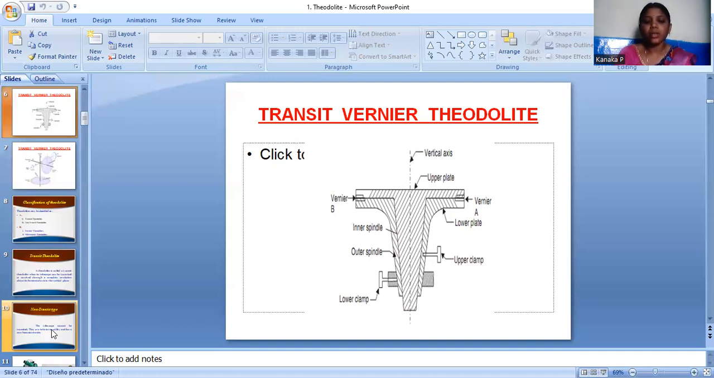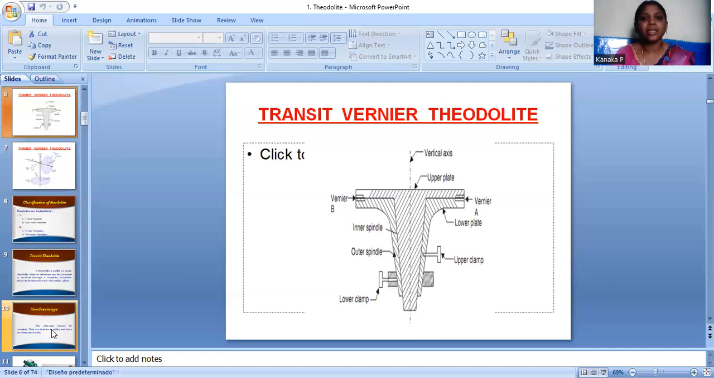Next one is determining the difference in elevation. Next one is establishing grades. Next one is measuring horizontal distance between 2 points. Finding the vertical height of the object, measuring the magnetic bearing using the compass fitted in. So this is also known as uses of theodolites.